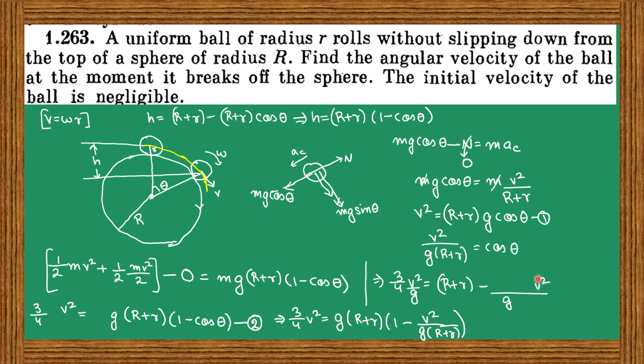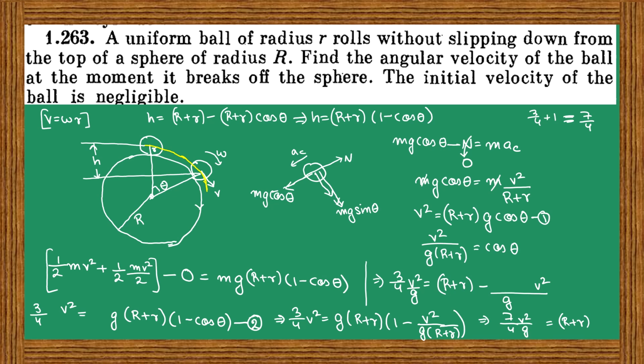So I'm getting this term, v square by g. If I take this v square by g to the left hand side, it will be nothing but 3 by 4 v square by g plus v square by g is equal to capital R plus small r. Now what is 3 by 4 plus 1? 3 by 4 plus 1 is nothing but 7 by 4. So this entire term will become 7 by 4 v square by g.